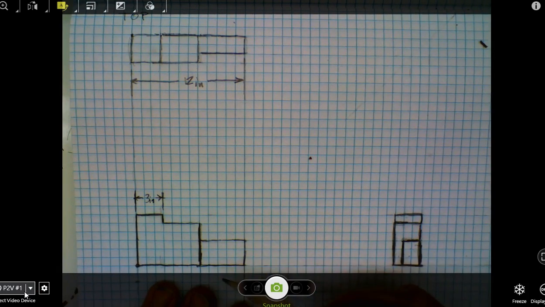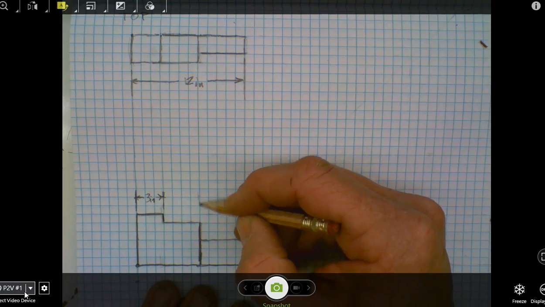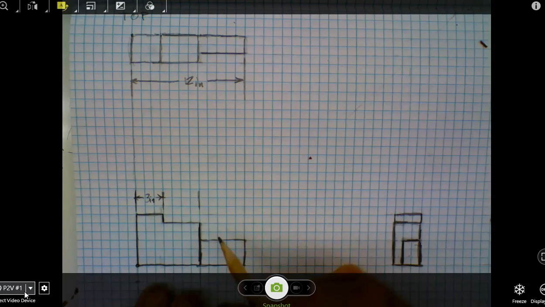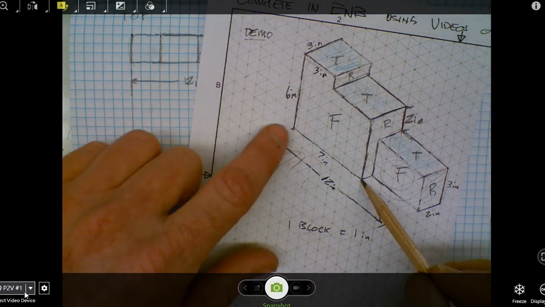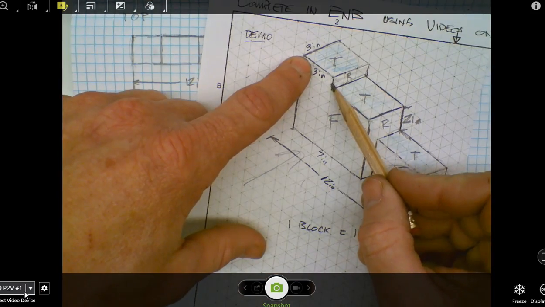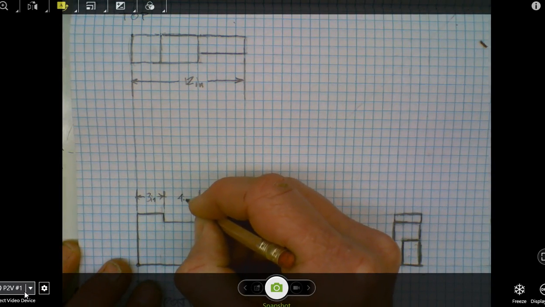Then, let's see. What else could we use? Well, what if we dimension this? What if I go here? That's going to be 4 inches across. And I know that because if this is 7 and that's 3, then this must be 4. So I'll put that in there. 4 inches.